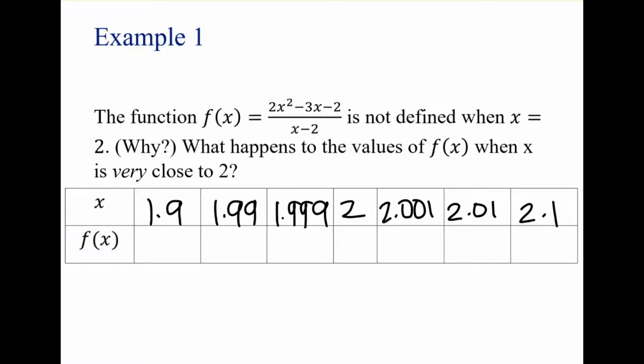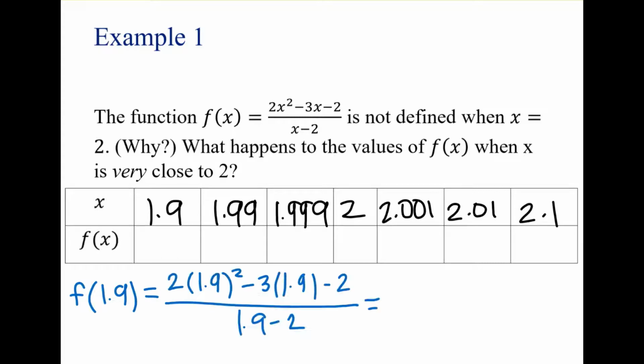In order to find the function values at each of these points, we can go ahead and substitute the x values into the function, or you can use a table feature in your calculator. First, let's find the function value at 1.9. In order to find this function value, we need to substitute 1.9 in for x everywhere in the function. Now let's input this into the calculator.